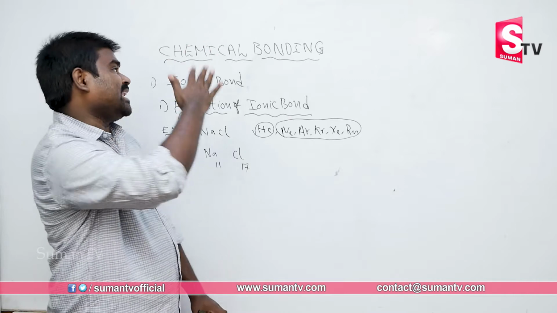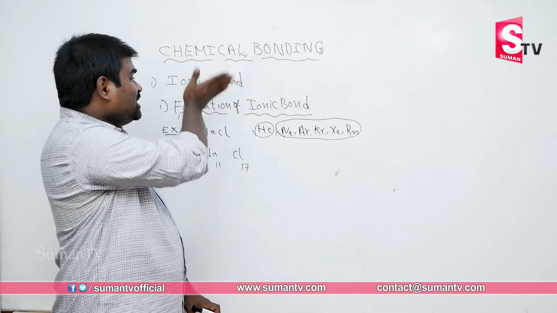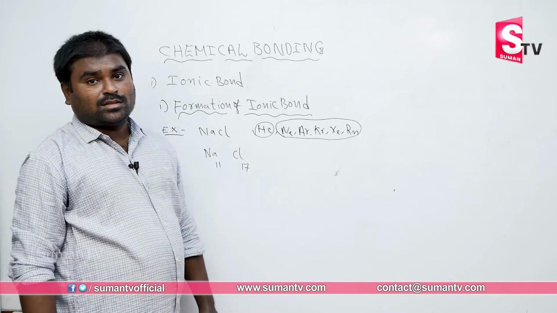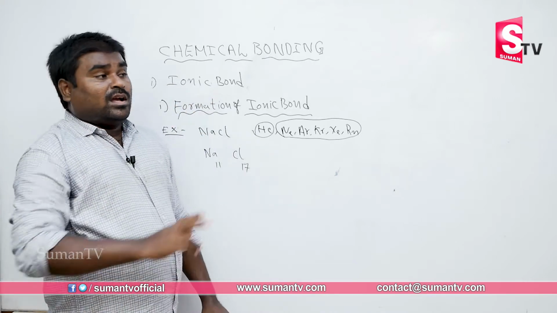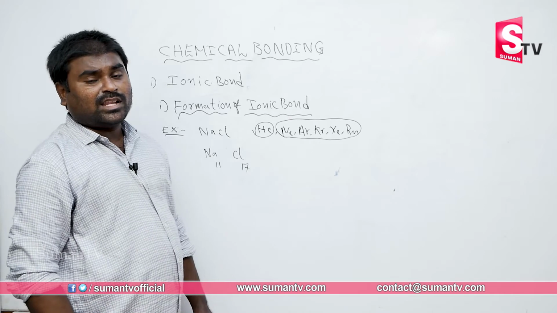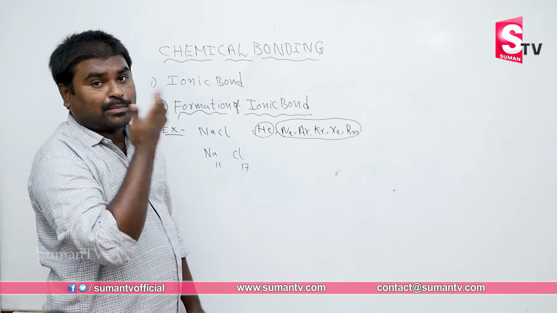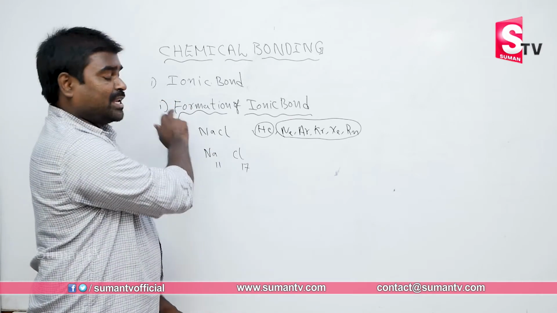That is what we are learning in chemical bonding: ionic bond, covalent bond, coordinate covalent bond. First we started with ionic bond, the transferring of electrons between ions. Cation and anion together we call ions. First, children, we have taken the formation of ionic bond.